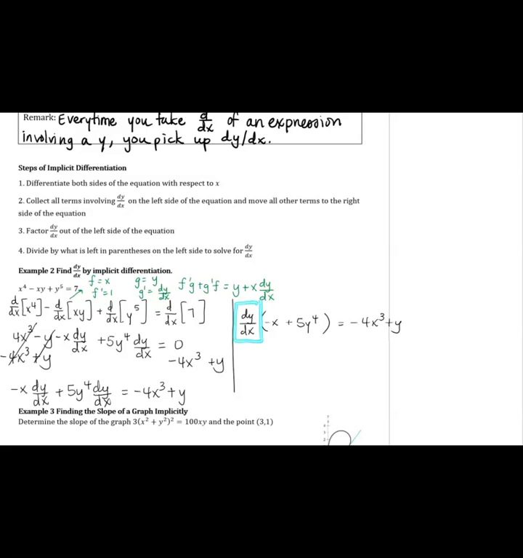So the last thing we need to do is divide both sides of this equation by everything that's in these parentheses right here so that it'll cancel out. So coming in and dividing both sides of this equation by negative x plus 5y to the fourth leaves us with dy dx is equal to negative 4x cubed plus y over negative x plus 5y to the fourth.